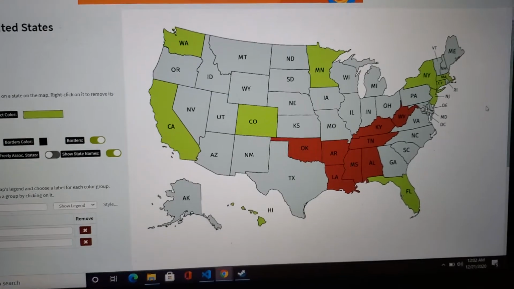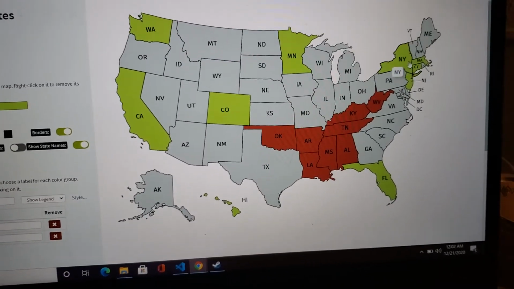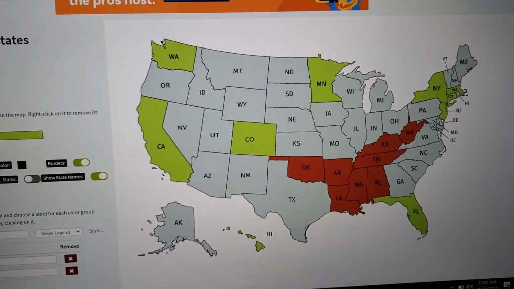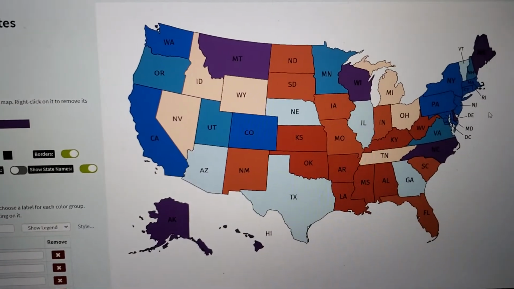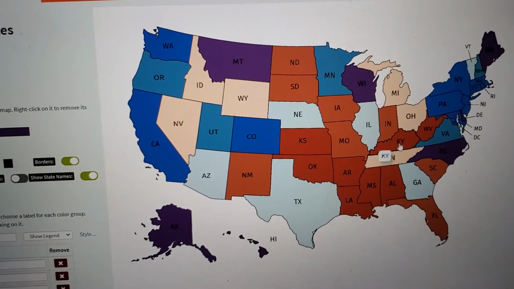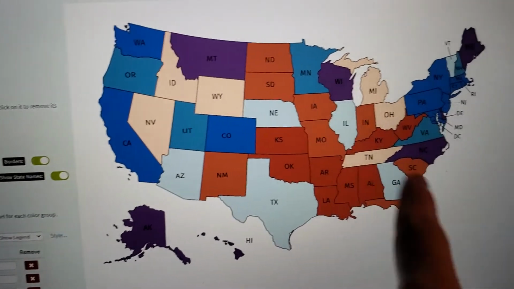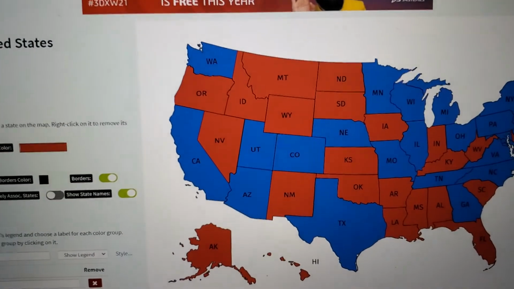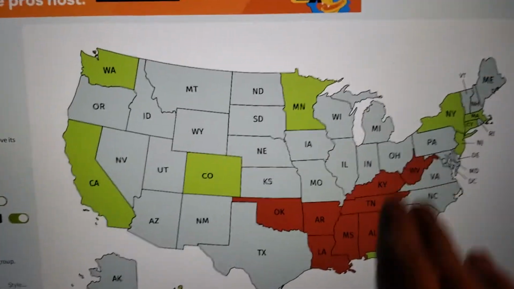Colorado, Washington, California, New York, New Jersey, Connecticut, and Massachusetts are in the top 10 for life expectancy. They're also literally always blue here. Then Oklahoma, Arkansas, Louisiana, Mississippi, Alabama, Kentucky, West Virginia, they're always red as far as these companies. And then they have the lowest life expectancy.